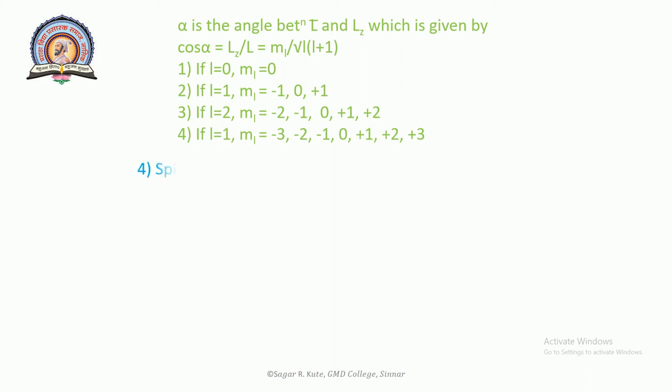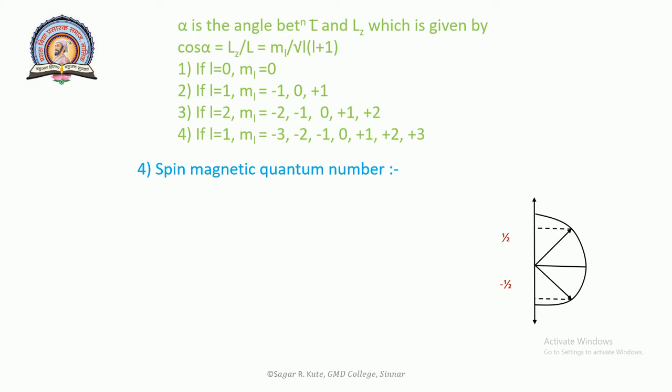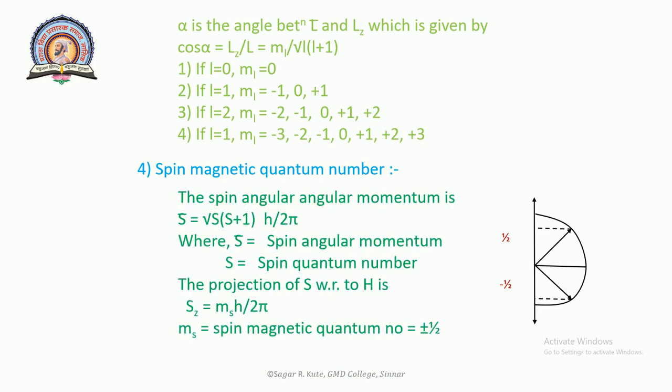Now last is the spin magnetic quantum number. The spin magnetic quantum number ms is due to electron spin, which is considered an intrinsic property of the electron. The spin angular momentum S cross is equal to under root of s into s plus 1 into h upon 2 pi, where S cross is spin angular momentum and s is the spin quantum number. The projection of S with respect to the field is Sz is equal to ms into h upon 2 pi. Ms is the spin magnetic quantum number, with values plus half or minus half. This is the revision of quantum numbers.